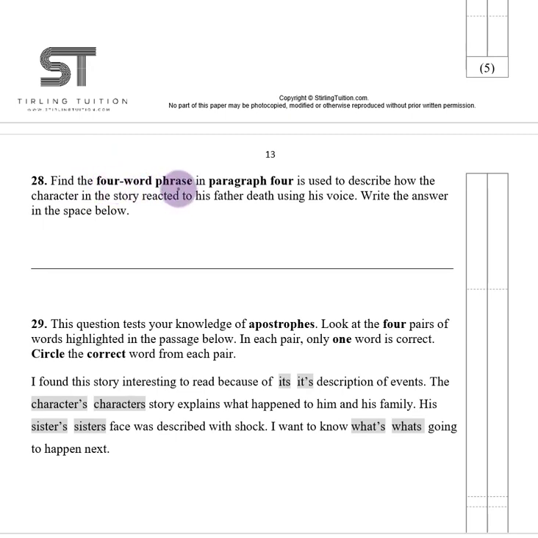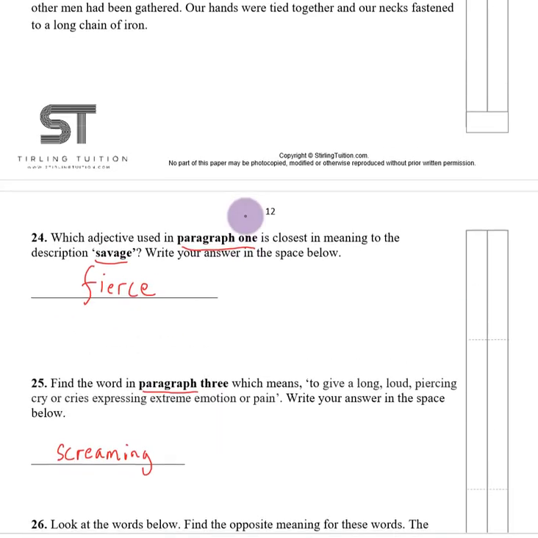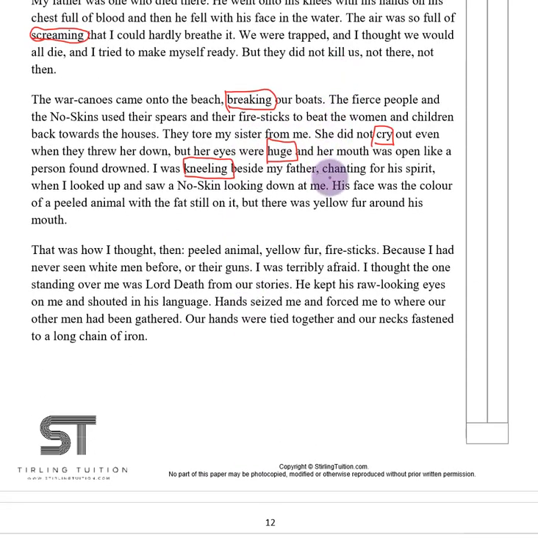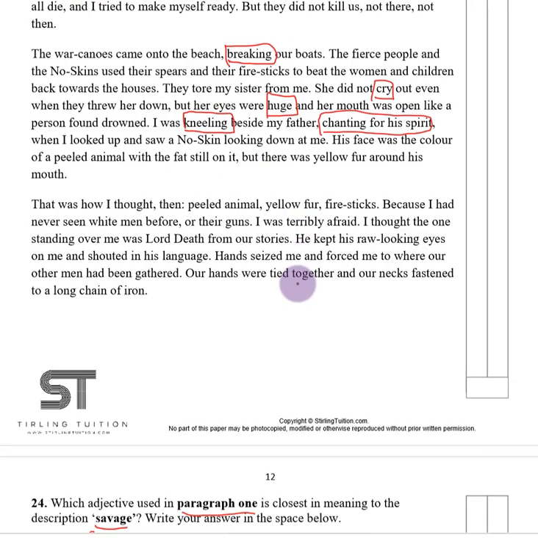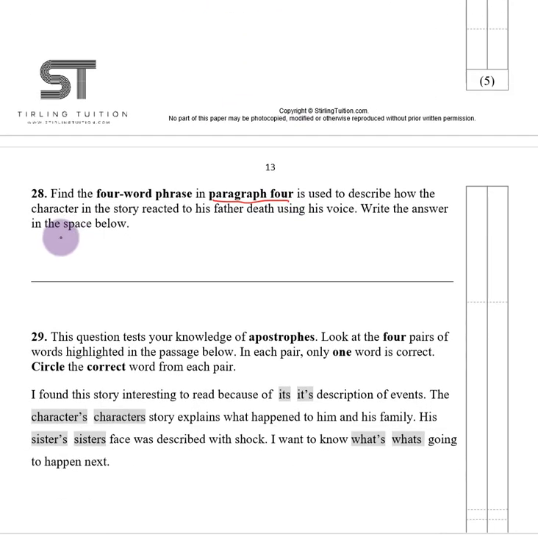Number 28, find the phrase in paragraph 4 used to describe how the character in the story reacted to his father's death using his voice. So in paragraph 4, it's these 4 words here, chanting for his spirit. I was kneeling beside my father who'd been shot, his chest full of blood, it talks about it before. So chanting for his spirit is what we are after here.